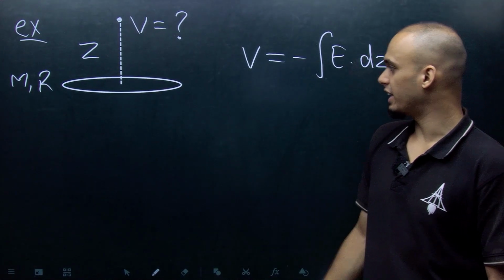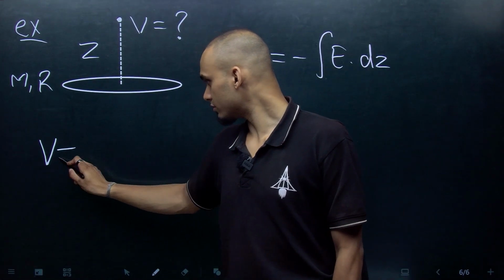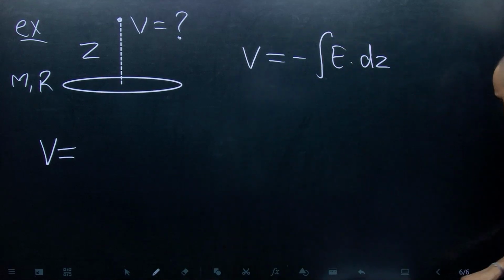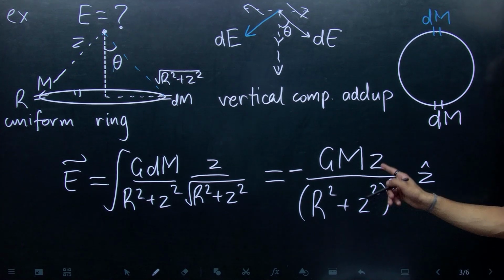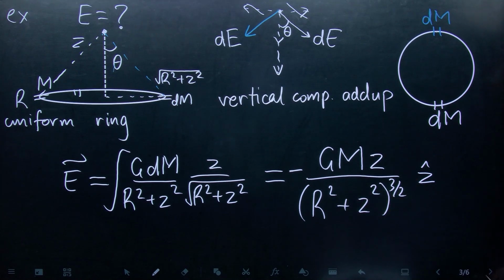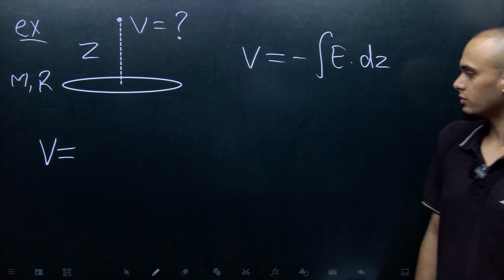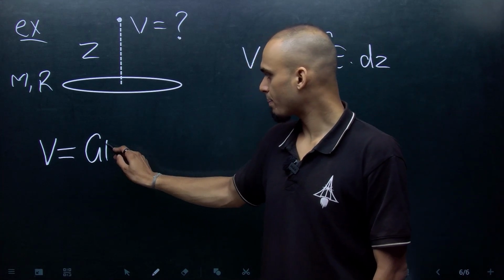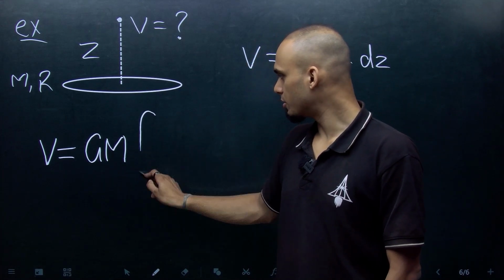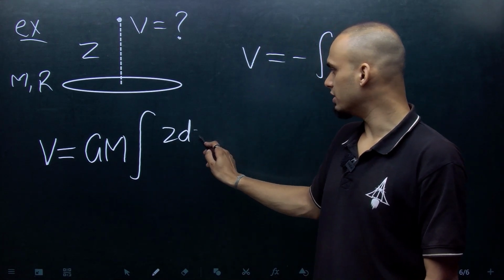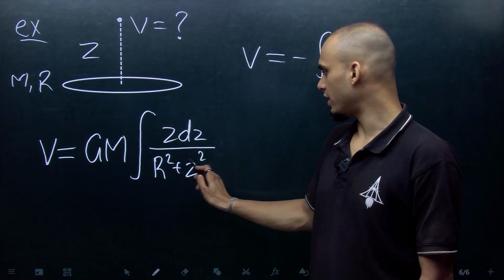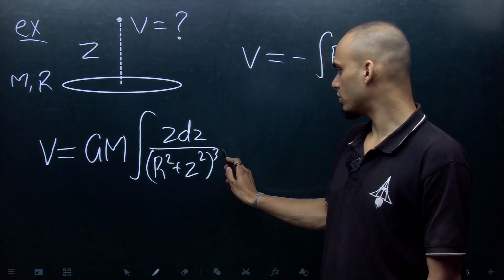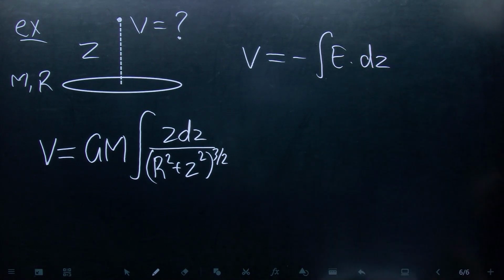We need to integrate. The negative sign from here and the negative sign from here will get cancelled. All we have left is z upon r square plus z square raised to 3 by 2. So GM into the integral of z dz upon r square plus z square raised to 3 by 2. How will you integrate?